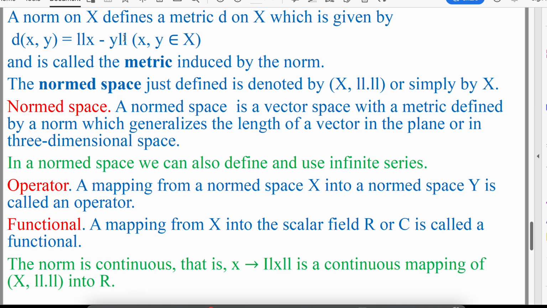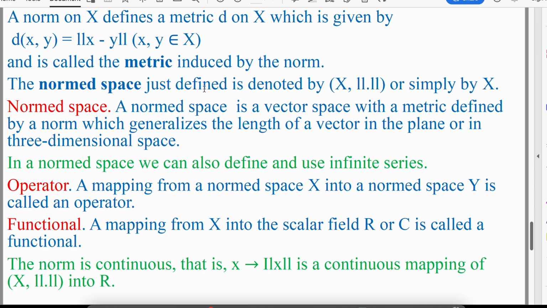Because norm of x minus y is always greater than or equal to 0. Norm of x minus y is equal to 0 if and only if x minus y is equal to 0, which means x is equal to y. Norm of x minus y is equal to norm of y minus x, and it also satisfies the triangle inequality, which means it satisfies all the properties of a metric. And this is also called the metric induced by the norm.